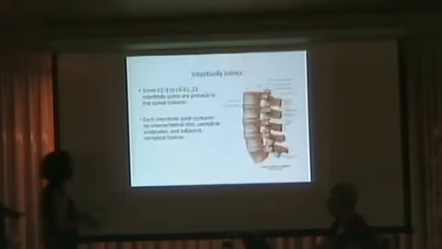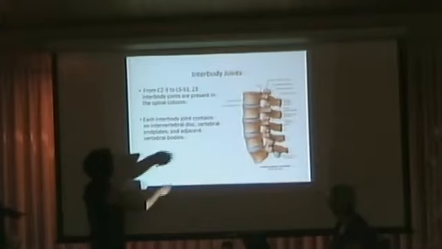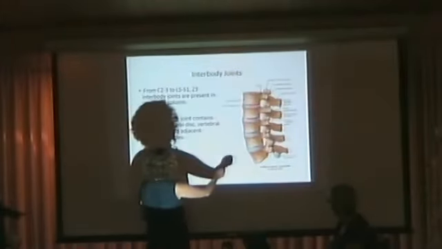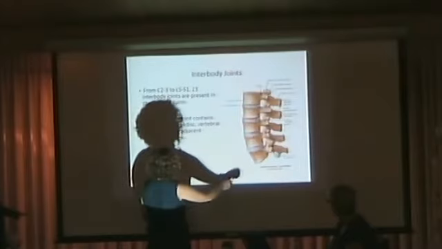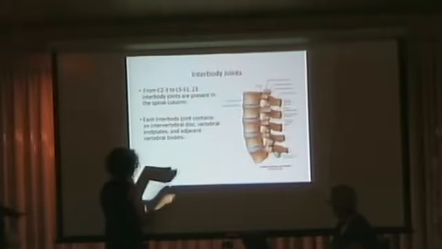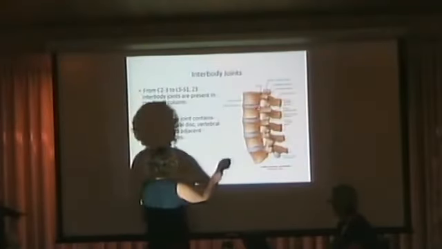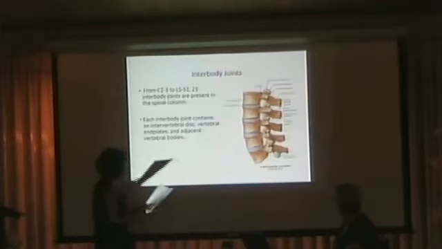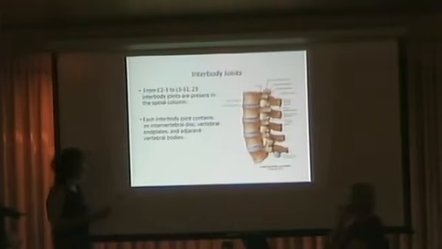Interbody joints connect an intervertebral disc with a pair of vertebral bodies and intervertebral teeth. They act as a shock absorber.